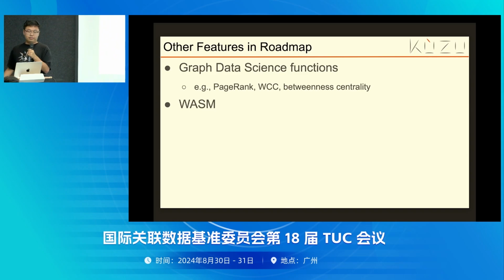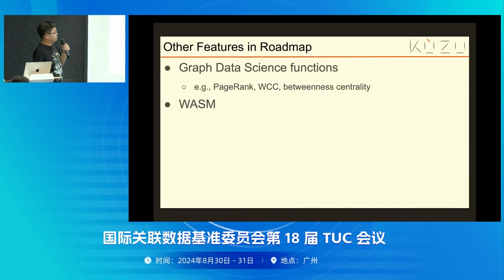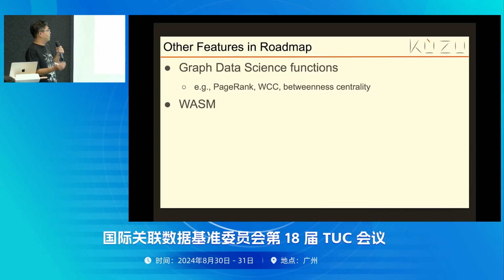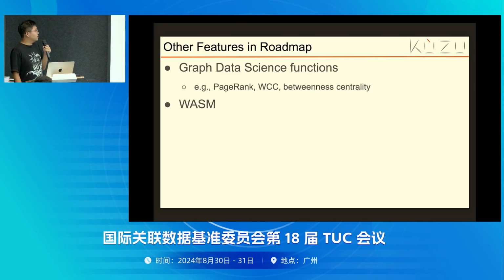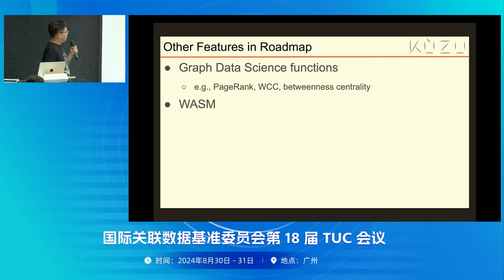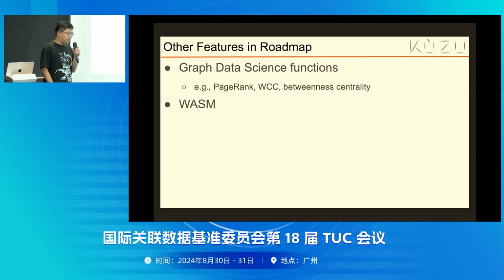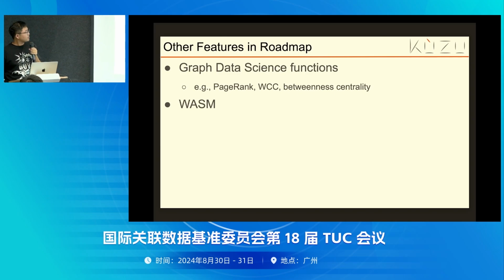Some of our team members are working on this algorithm framework. Hopefully at some point you will see us releasing PageRank, weakly connected components, and betweenness centrality with reasonable performance. And finally, we are also looking into building a WASM application, which is natural for an embedded database to do.